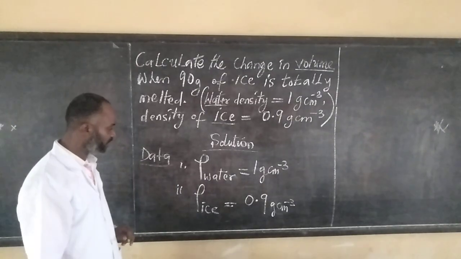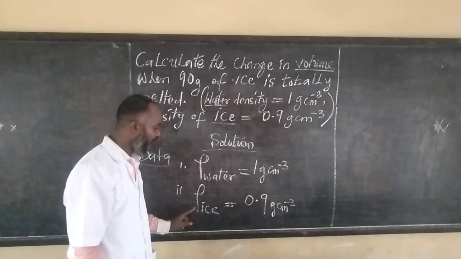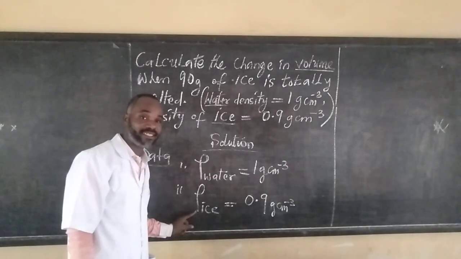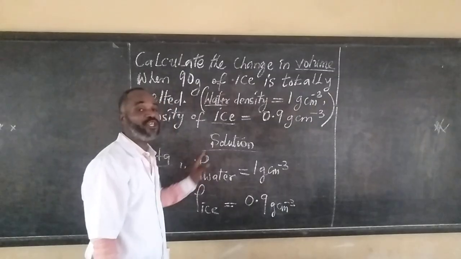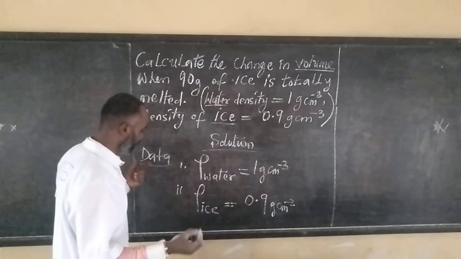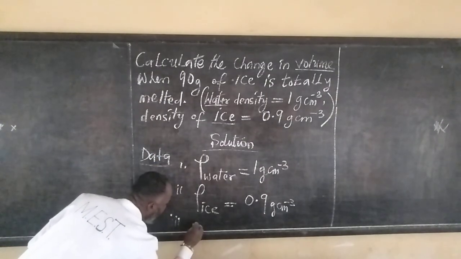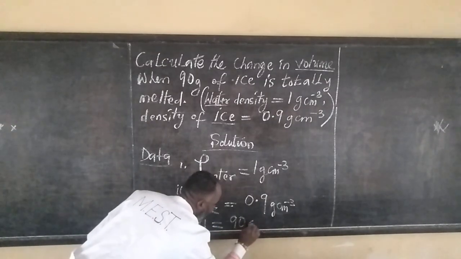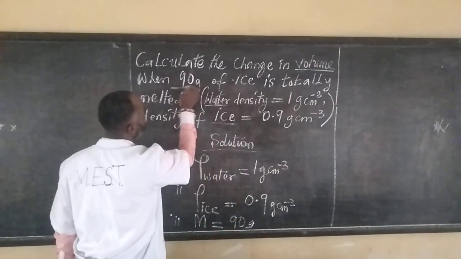Then the next thing is we need to find the volume of ice using its density, and also we need to find the volume of water using its density and mass given. A particular mass is given. So we have the third one, the mass, m, which is given as 90 grams.